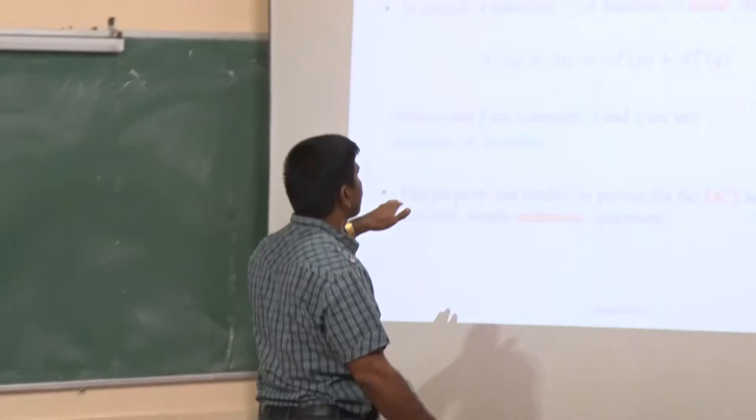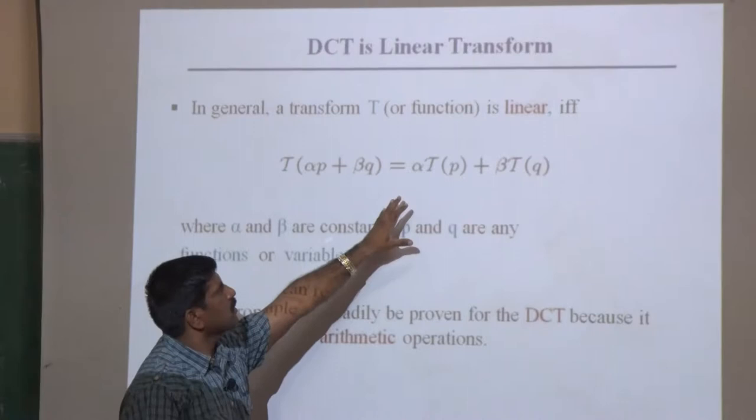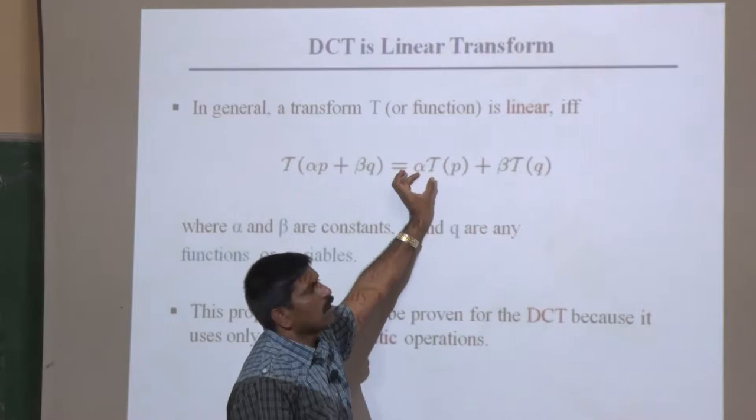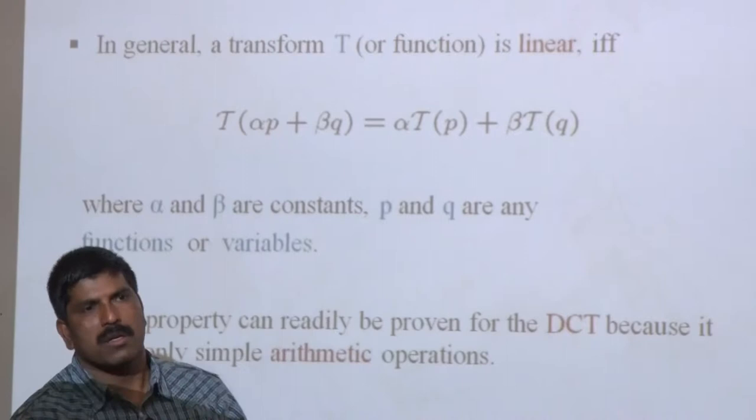In the same way, if you take the transform of a combined function, that is alpha p plus beta q, then it is equivalent to the addition of the transforms of the individual functions, that is alpha times the transform of p plus beta times the transform of q. Alpha is a constant, p is a function, beta is a constant and q is a function. So this DCT also obeys the superposition principle.